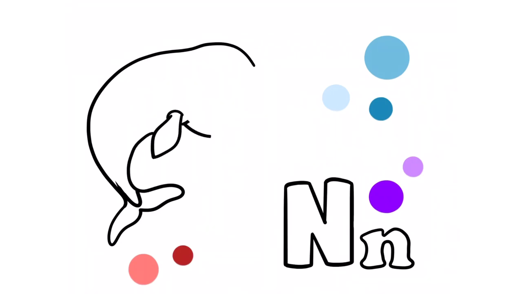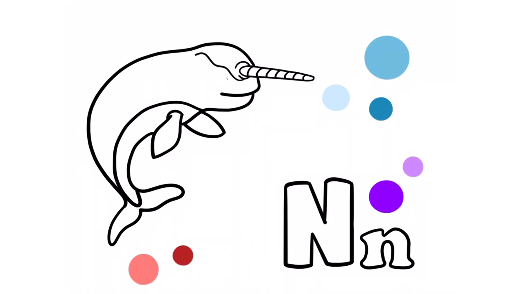Letter N. Lowercase N. Let's draw the narwhal. Narwhals live in the cold Arctic water. Brr. Narwhals make clicking sounds to navigate in the dark. Whoa, look at that horn. That makes them very unique.